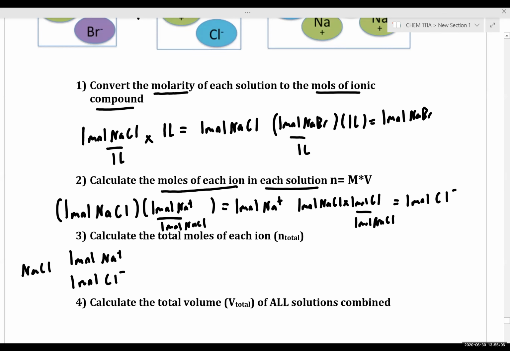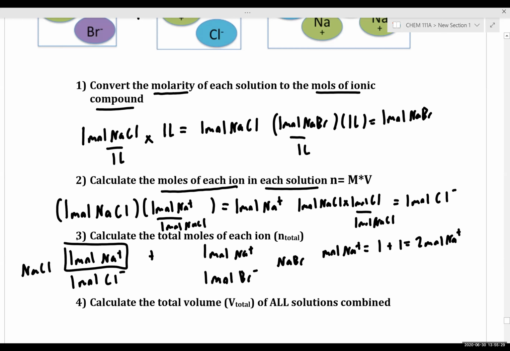This is from our sodium chloride. And we also have 1 mole of sodium plus and 1 mole of bromide from our sodium bromide. So then our moles of sodium plus are equal to 1 plus 1, which gives us 2 moles of sodium plus. We add together the moles of sodium present in each of our solutions. The moles of chloride are equal to 1 mole, and the moles of bromide are also equal to 1 mole.